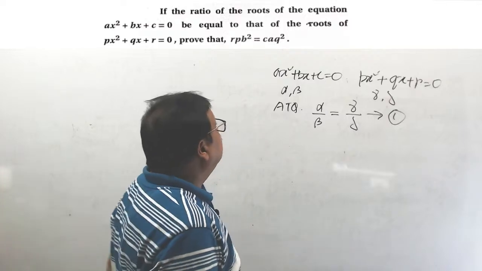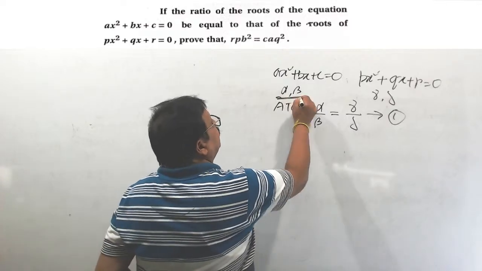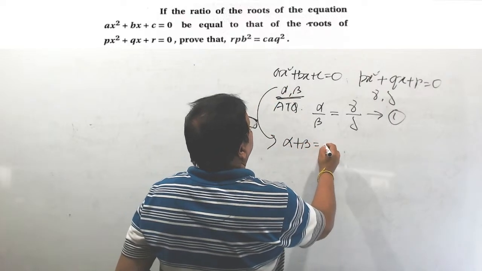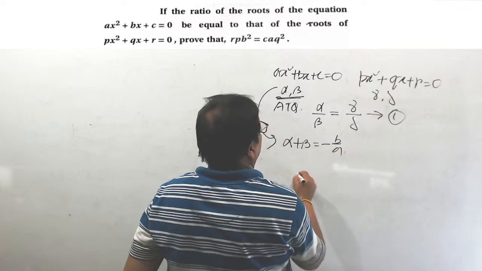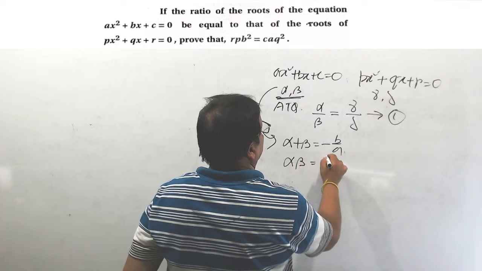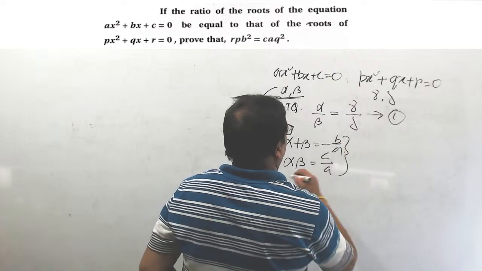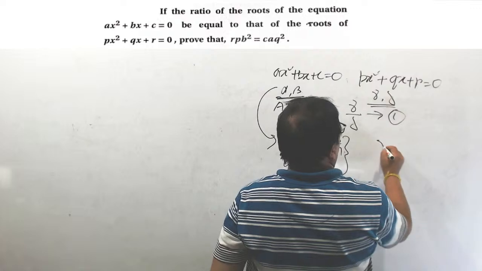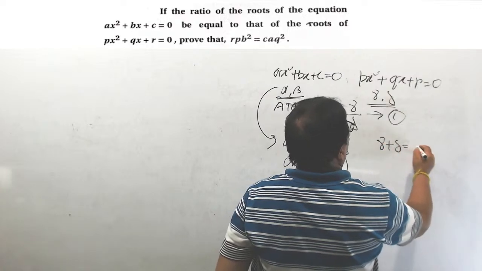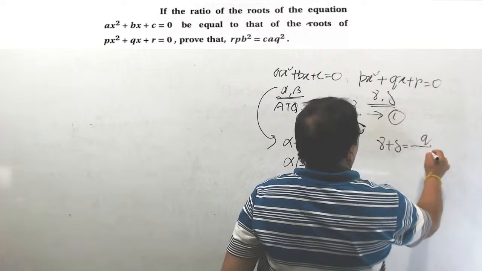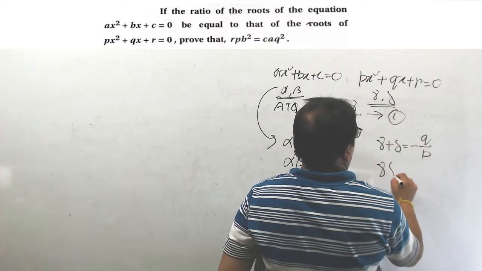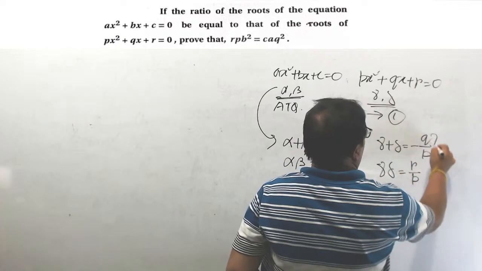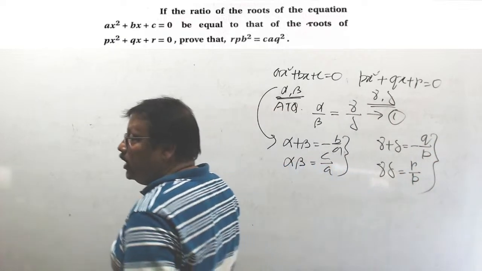Since alpha and beta are the roots, what can we write? Sum of the roots is minus b by a, and product of the roots is c by a. Similarly, for the roots gamma and delta, gamma plus delta is minus q by p, and gamma into delta is r by p. Understood? I think it is clear.